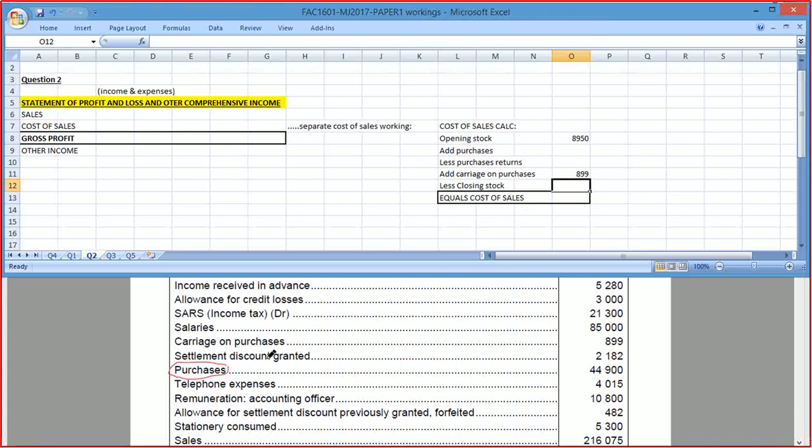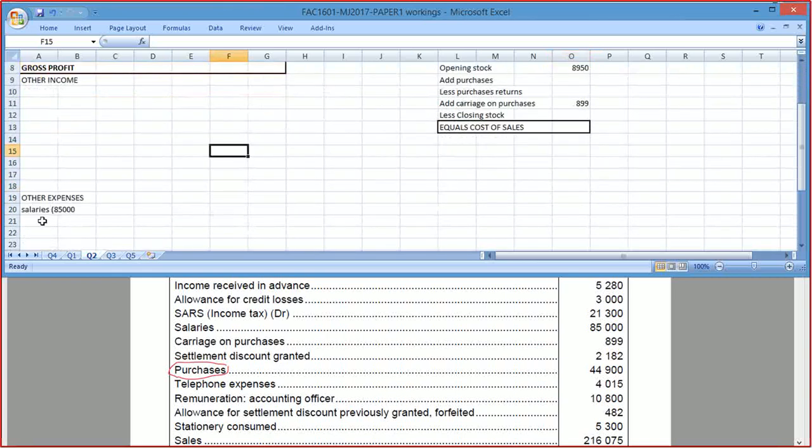Settlement discount granted. Do I need it? Yes, it's a discount that you're granting, so the effect would be like an expense. I'm going to show it as a separate line item. You can show it against your sales if you want to. It's possible. Okay, I know UNISA tends to offset accounts quite often. I would show it separately, but you can show it against the sales if you want to. The net effect is still the same.